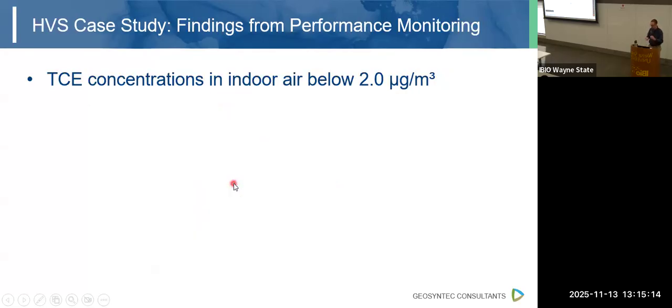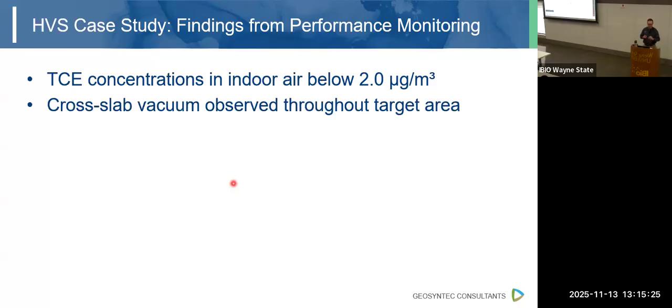So once we did this testing, installed this mitigation system, and did some performance monitoring, our TCE concentrations in indoor air are now below 2 micrograms per cubic meter. We're getting good vacuum across our target mitigation area.